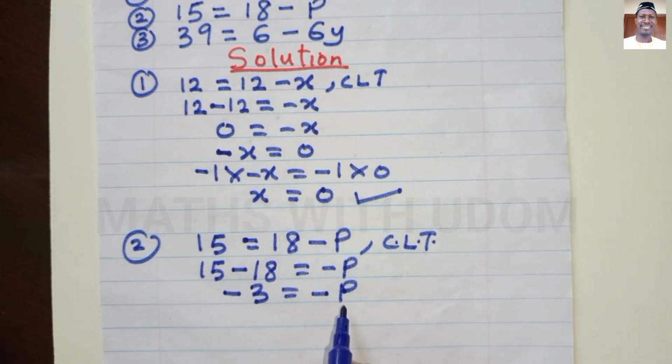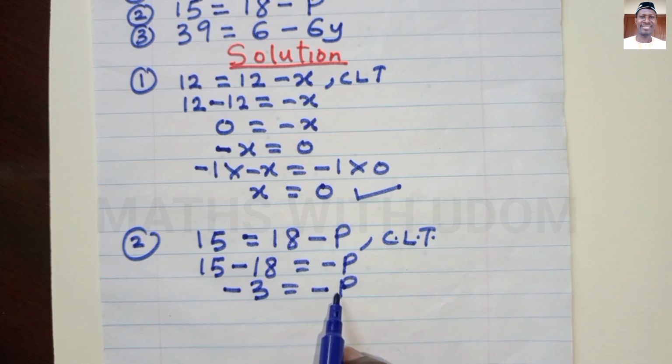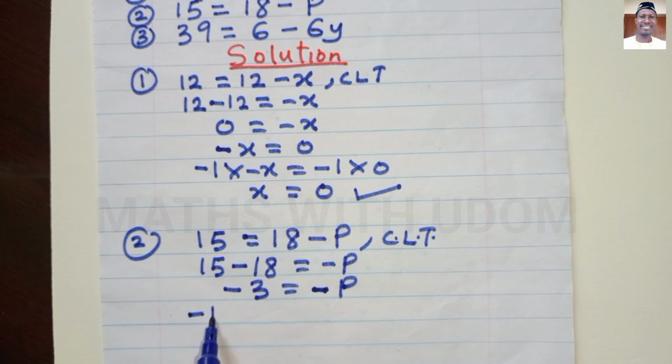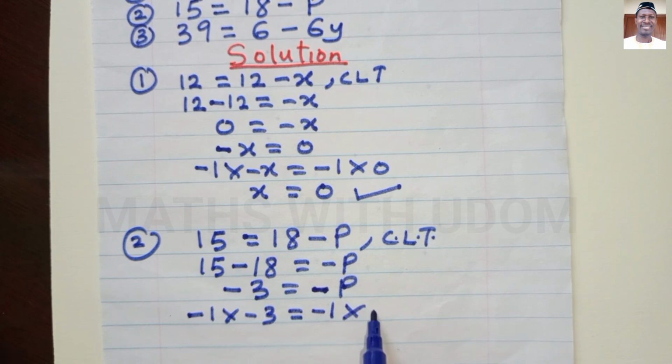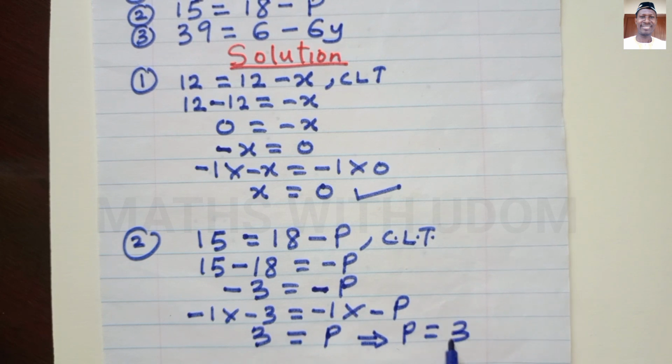I'm looking for the value of p. So what I will do here is multiply both sides of the equation by minus 1 because the coefficient of p here is minus 1. There's an invisible one here. So I will say minus 1 multiplied by minus 3 equals minus 1 multiplied by minus p. So minus times minus is plus. 1 times 3 is 3. That's plus 3 equals minus times minus is plus. 1 times p is p. Since 3 is equal to p, it also implies that p is equal to 3 because the unknown is always on the left-hand side of the equation.